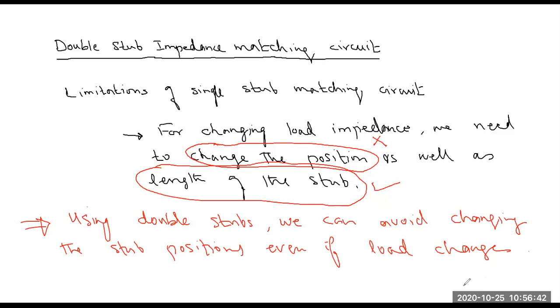So let's look at the configuration of double stub. Just like in the case of single stub, we can connect the stub in series configuration or in shunt configuration. In a similar manner, we have two types of double stub from the connection point of view. That is, we can connect both stubs in series or we can connect both stubs in parallel. So let's consider both of these cases.